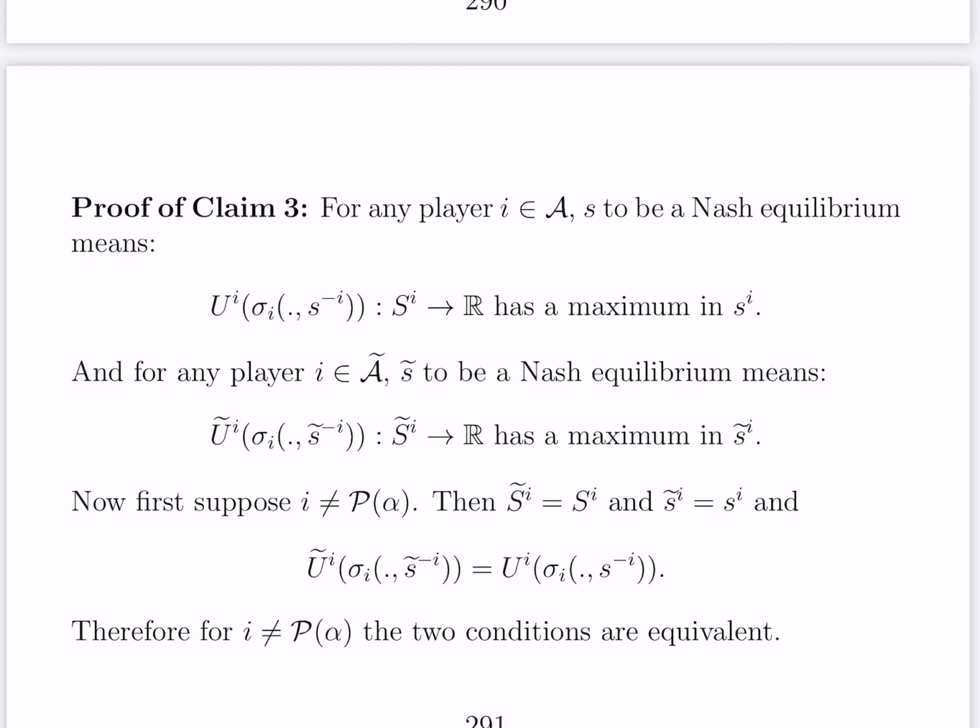So for a player i not equal to the special player whose turn is to play after alpha, the two conditions are just equivalent. So s_i is the best reply if and only if s tilde i is the best reply, because we have the same sets of strategies and the same values there. So this is easy. The difficult case is the case of the player P of alpha.